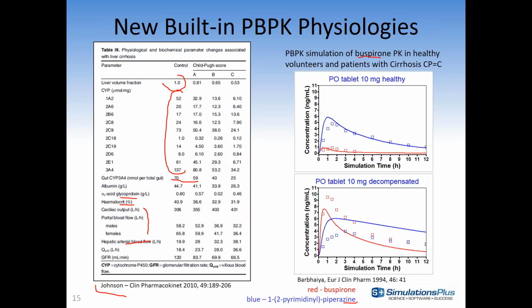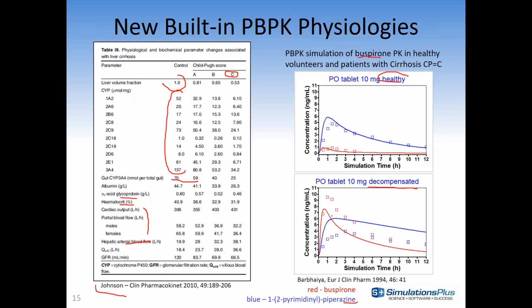And the model, again, I'm not showing the whole story, but the model was initially developed by looking at the parent and metabolite concentrations across different dose levels in healthy subjects, so to get the baseline model, and then we've used the model to simply switch the physiologies to create a physiology for the Child-Pugh score C or the late-stage liver cirrhosis to predict what would be happening in these decompensated subjects.